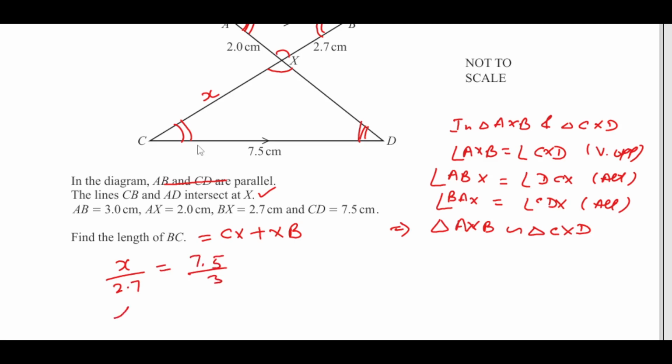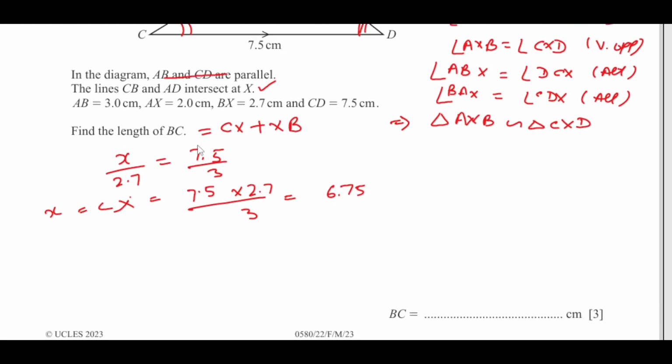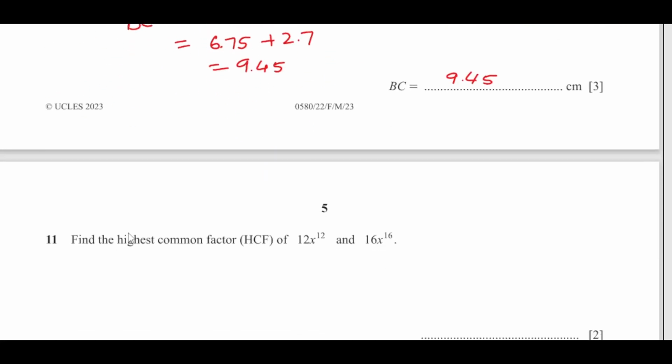So from here, x which is CX is equal to 7.5 times 2.7 over 3. Once you calculate, it is 6.75, right? So this is 6.75, but we are looking for BC now. BC is CX plus XB. CX is 6.75 plus XB is 2.7, which is already given. So the total length is 9.45 centimeters. That is BC, right? So this is a 3 marks question. You have to show all the steps here.